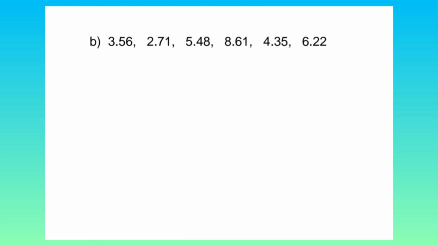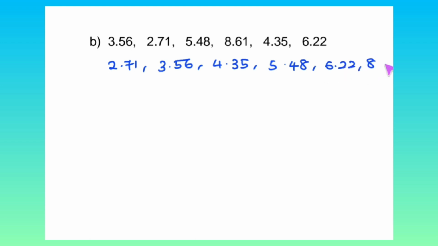Okay, for example B, firstly we need to arrange the given data in ascending order. So the first data should be 2.71, 3.56, 4.35, 5.48, 6.22, and 8.61.